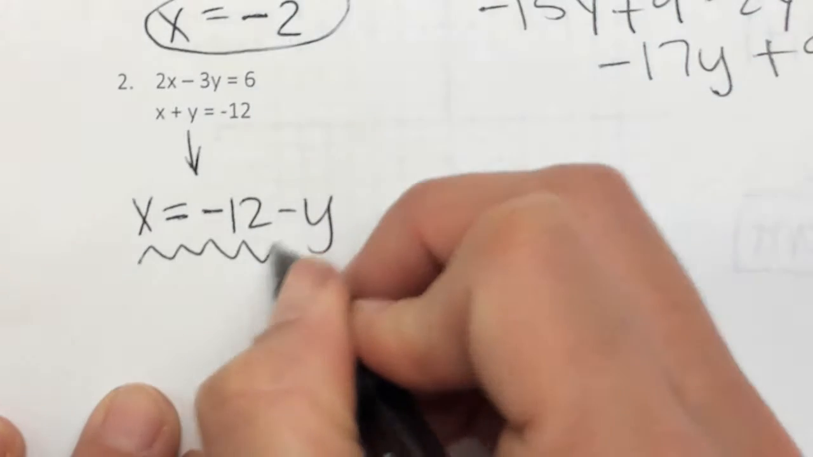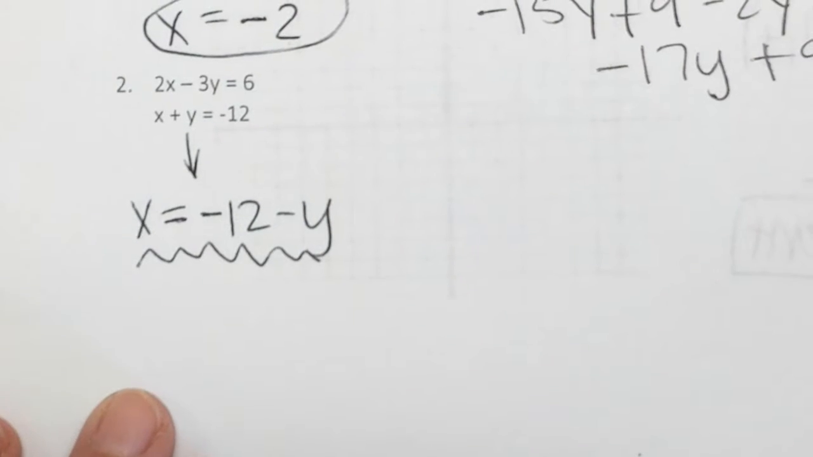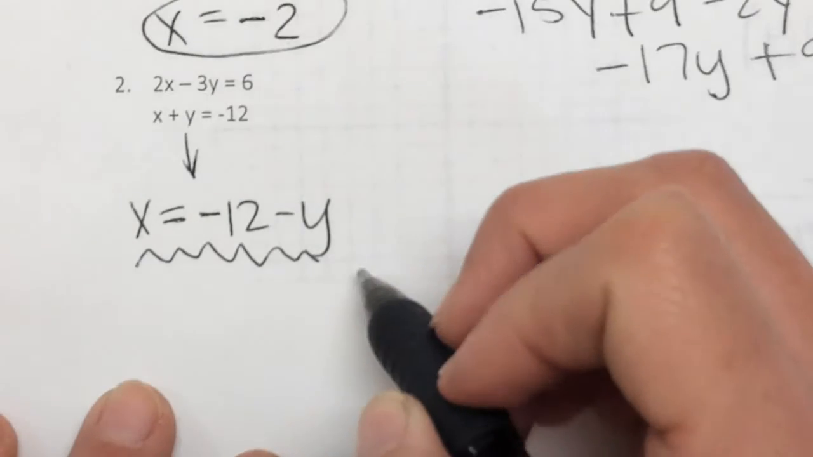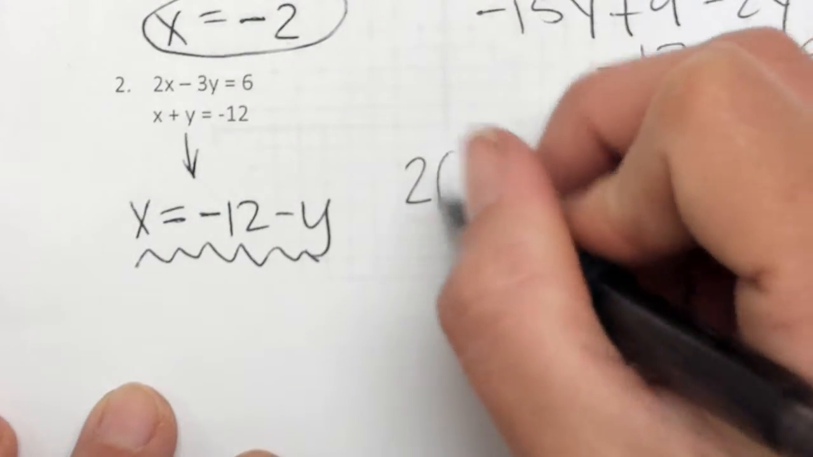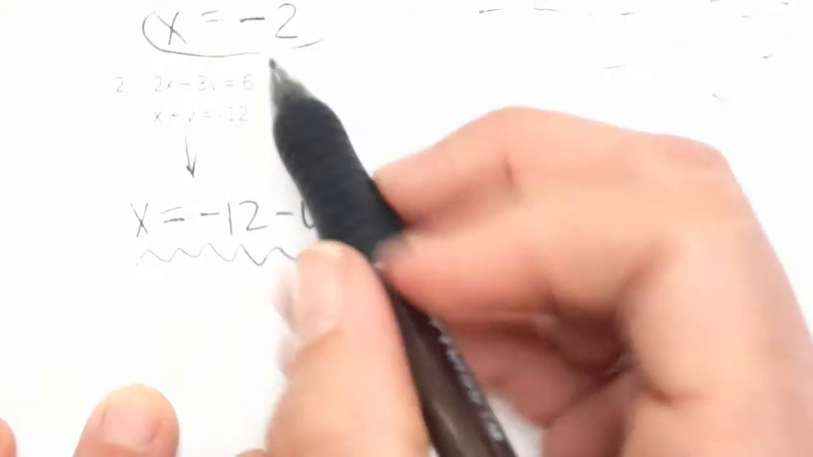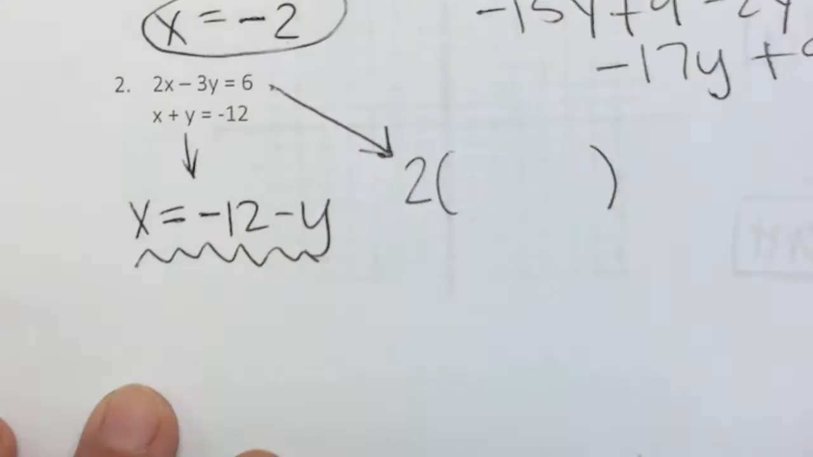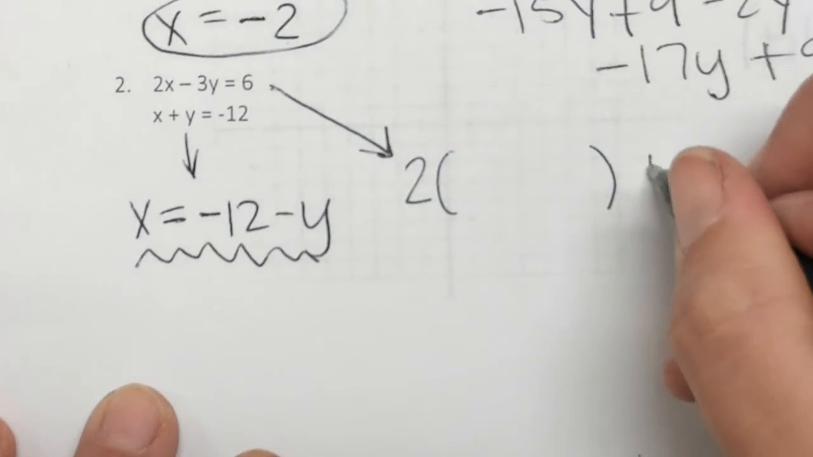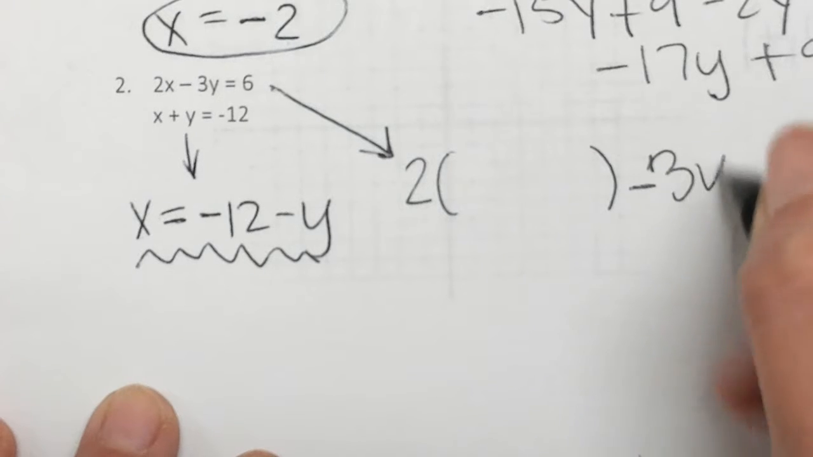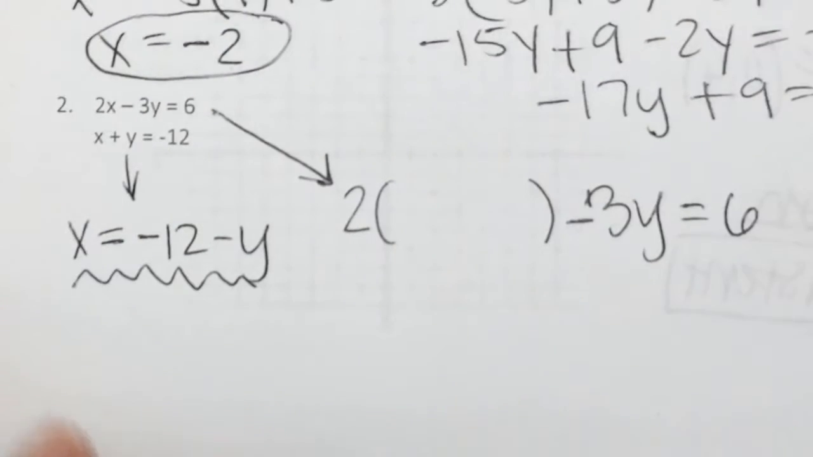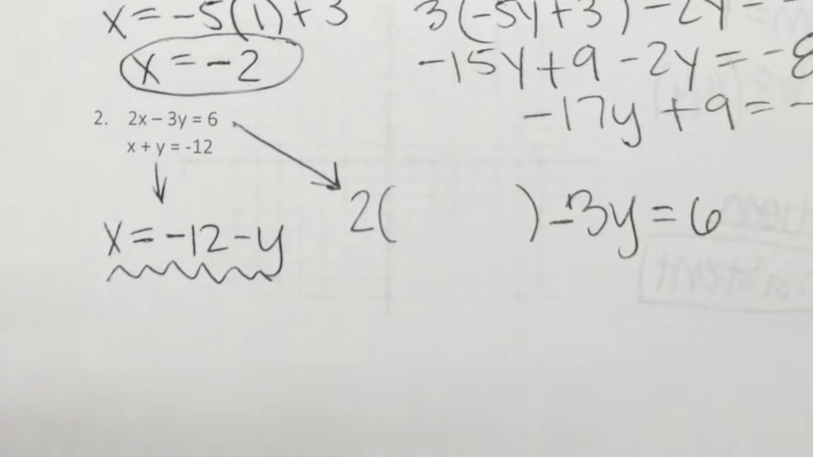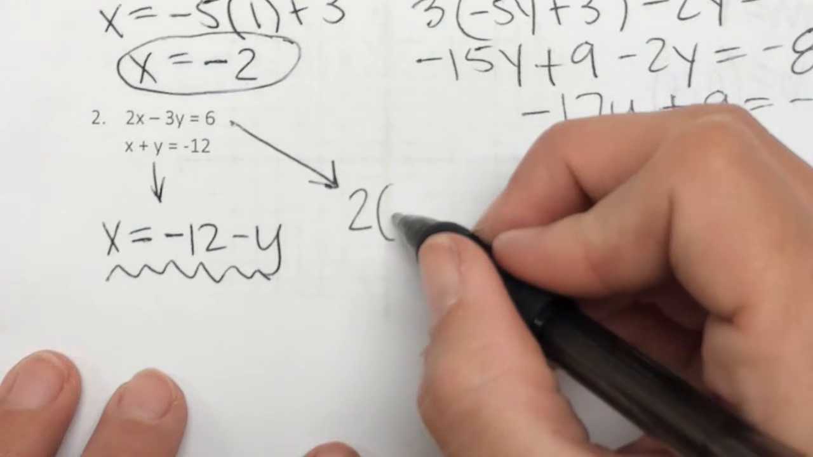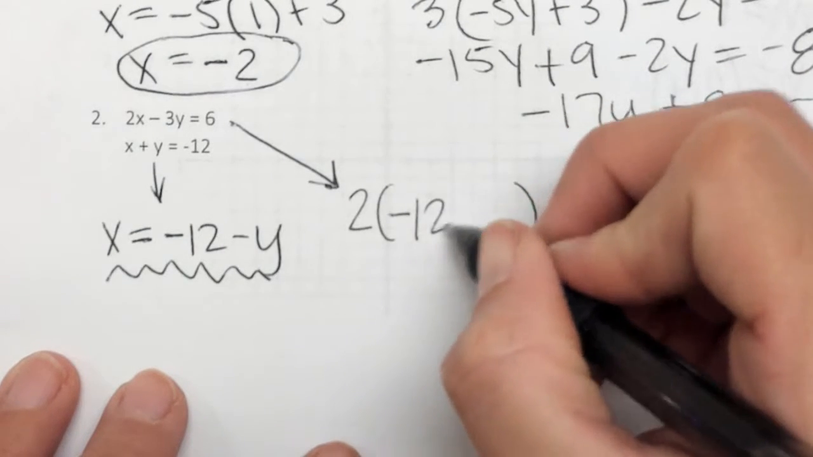Alright, Nikki, what do I do from here? You plug negative 12 minus y into 2x minus 3y equals 6. Very good. So I'm going to rewrite this problem, except I'm going to put a parentheses where x is. And I'm going to put what in the parentheses? Anybody? Good.